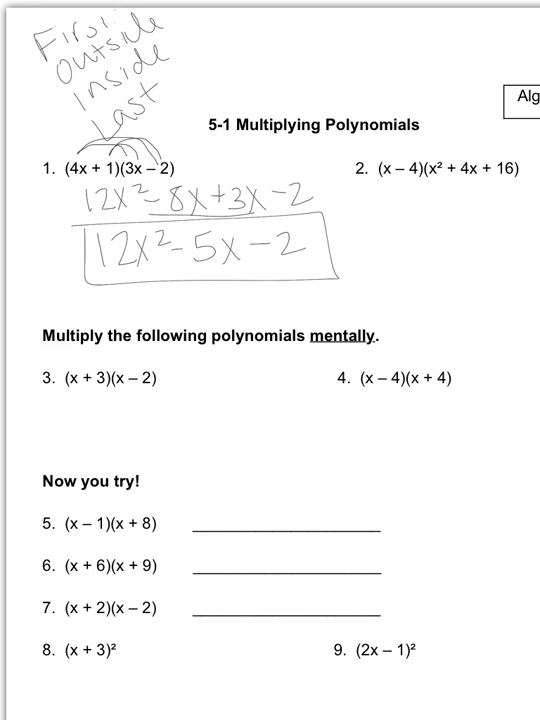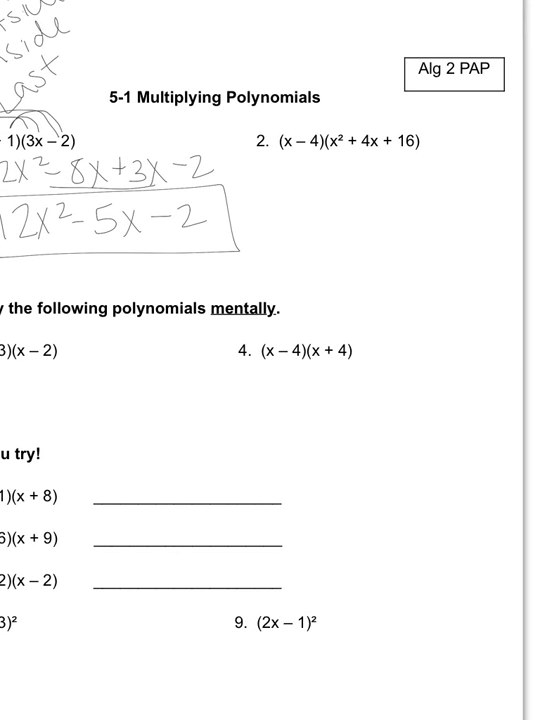Okay, so number 2. Notice it looks a little different because we have two terms and then we have three terms. We're going to multiply this first term by x squared, which would give us x cubed, because when you're multiplying, you're adding the exponents. And then we'll still stay on that x, and we'll multiply it by the next term, which would give us 4x squared. And we're going to be adding everything up.